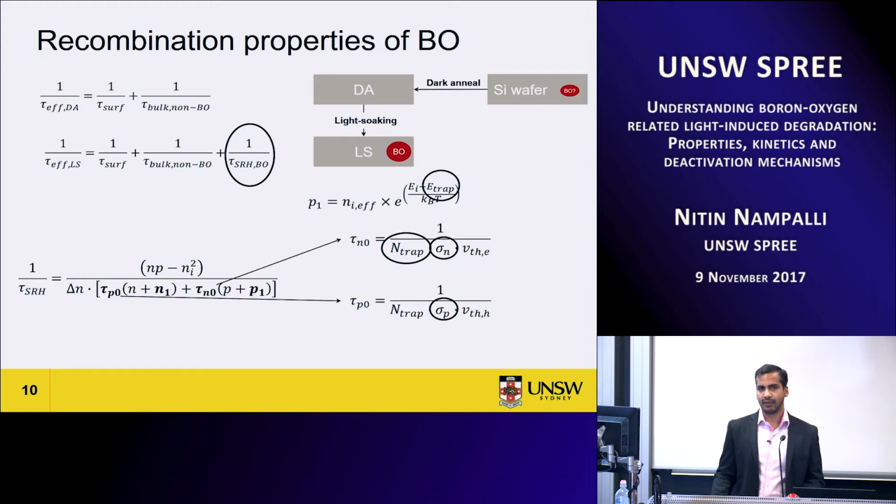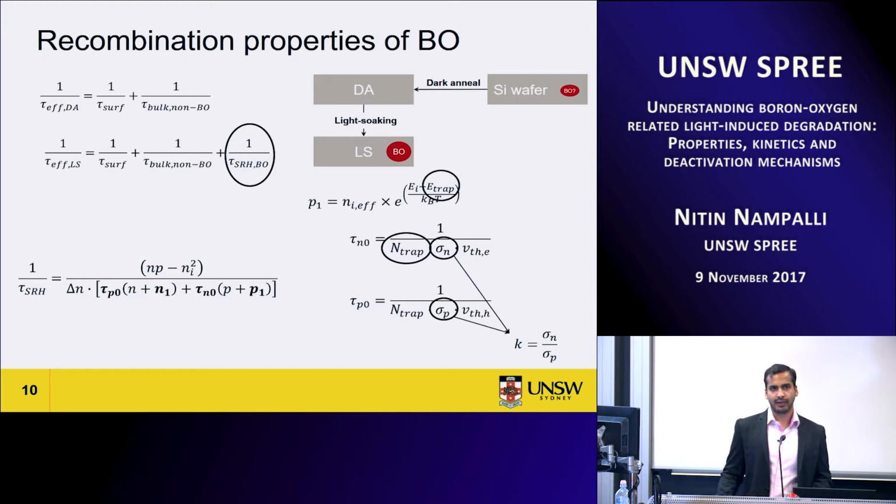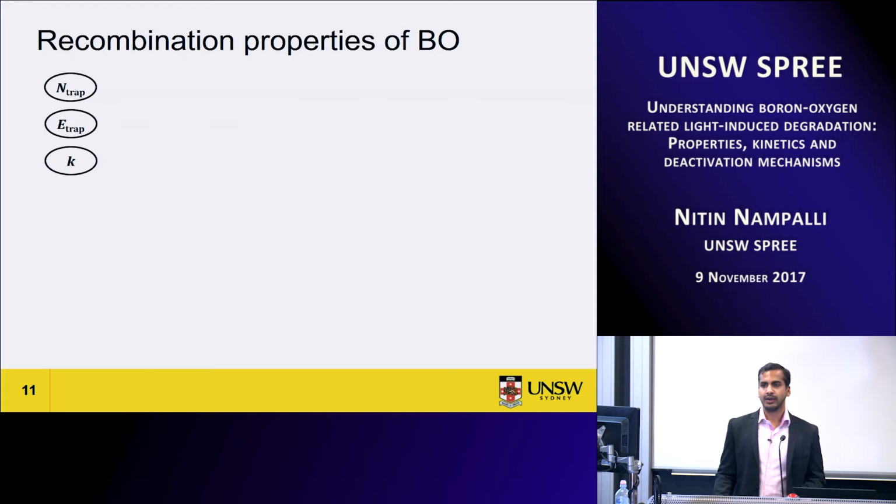Now we can combine the information about the capture cross sections using a ratio, and we'll call it K, and that's the capture cross section ratio of the electron and hole capture cross sections. So in other words, the properties of the boron-oxygen defect can be completely described by these three parameters. So let's talk about the trap level and the capture cross section ratio.